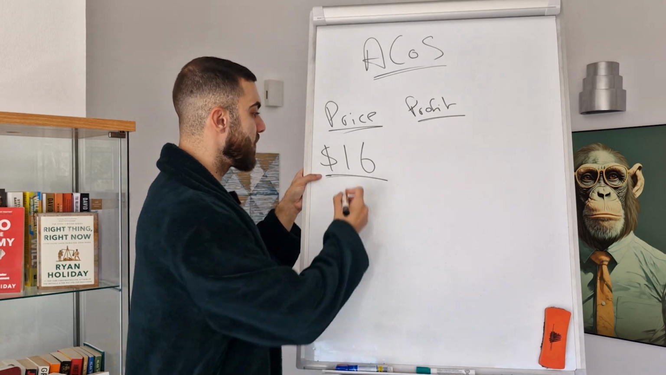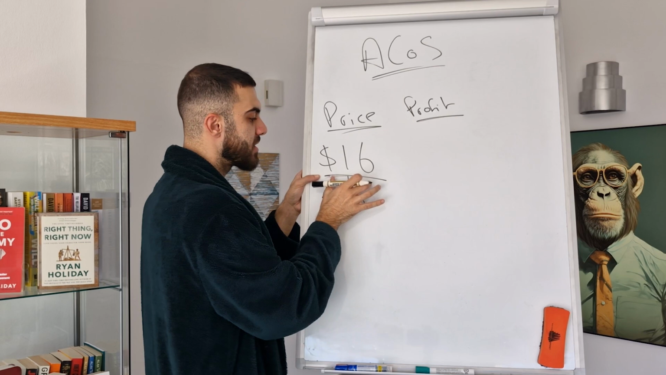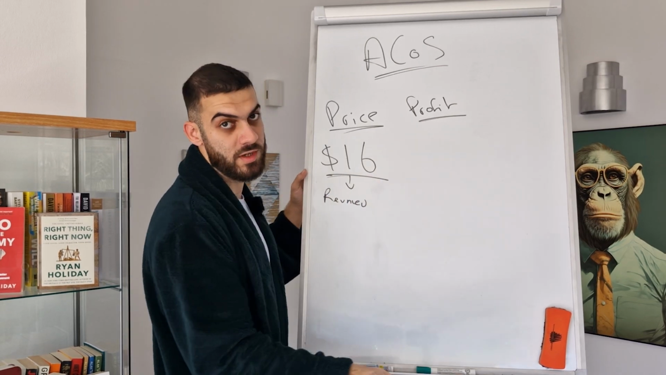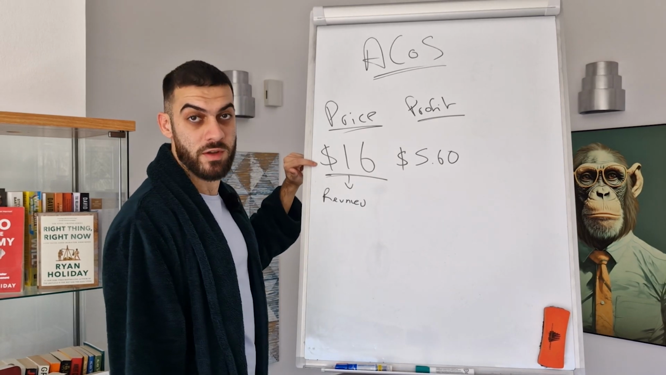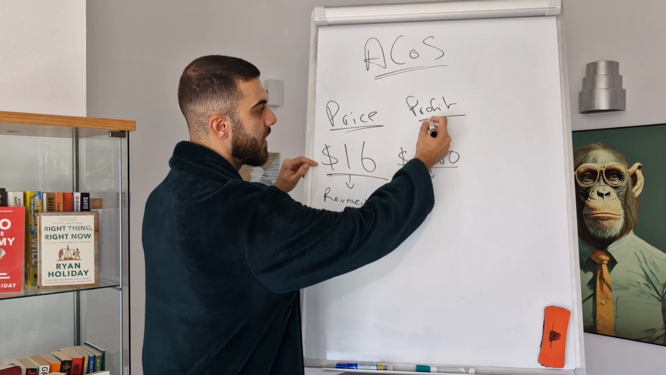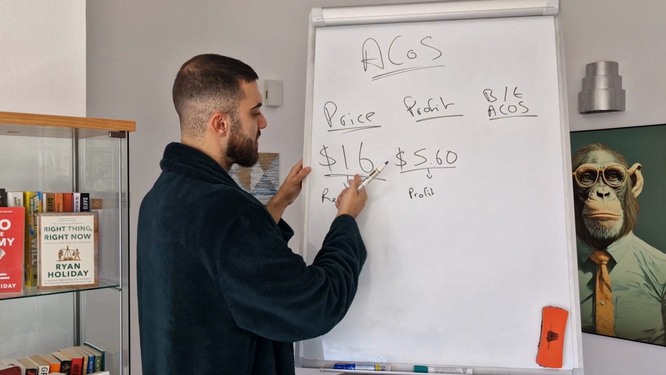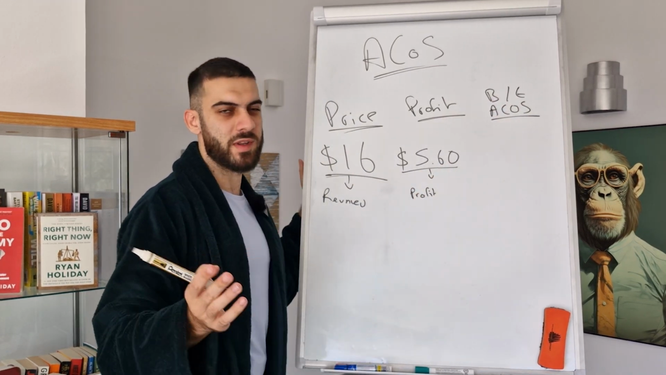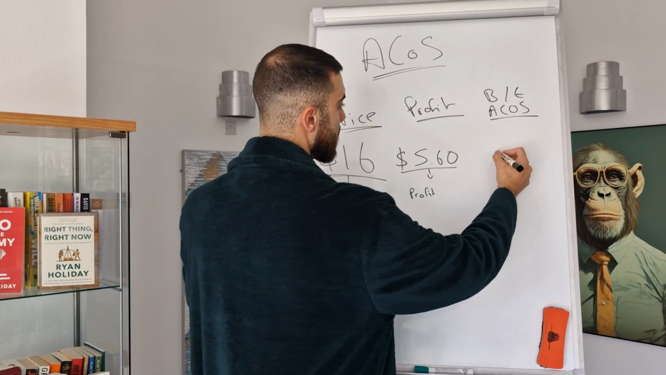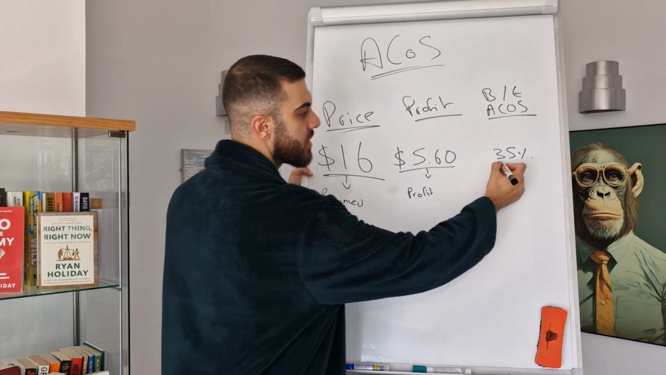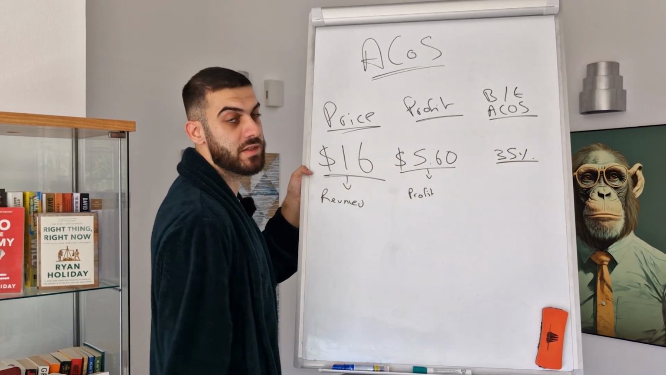Step two, what is your profit for every sale that you make? So 16 is the revenue that you make if you sell the book. But then out of this price, you're going to get a specific royalty. Let's say our royalty is $5.60. So for every sale that we make $16 in revenue, but $5.60 in profit. Now, to calculate your break-even ACOS, you need to figure out what percent of 16 is $5.60. Well, that's actually 35%. So we make 35% in royalty based on our price. 35% of 16 is $5.60, which is our profit.